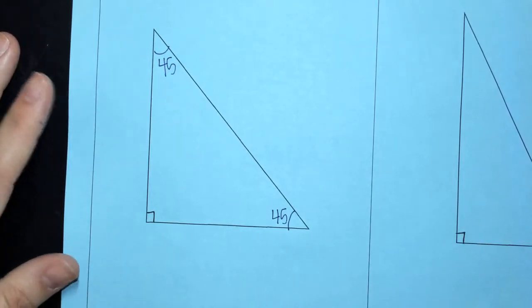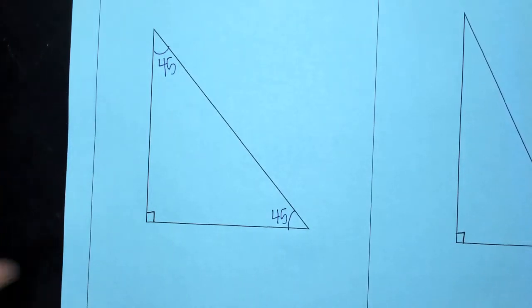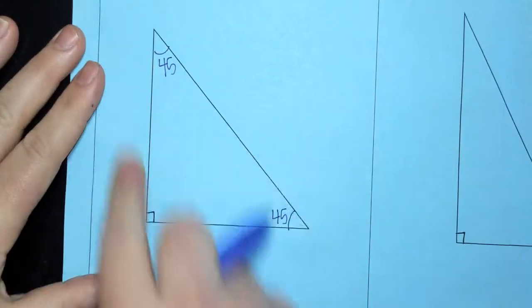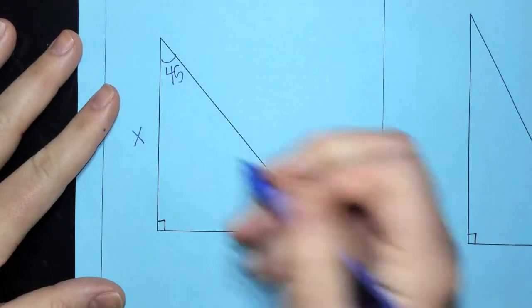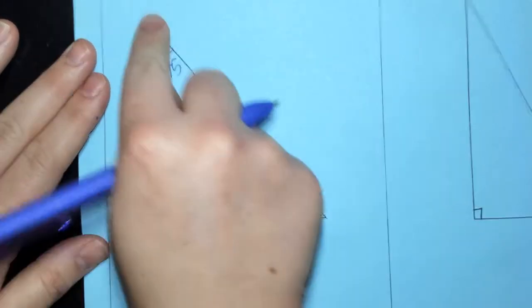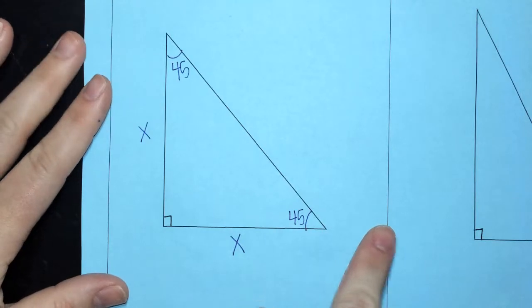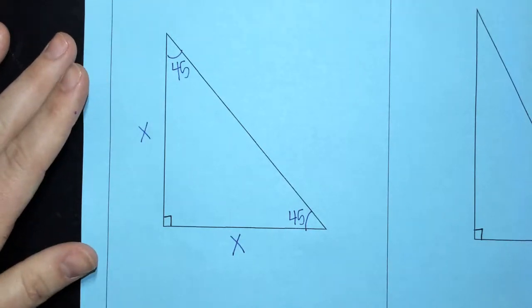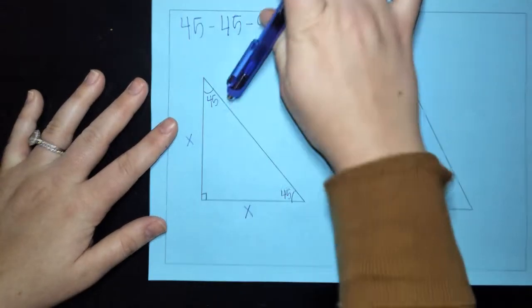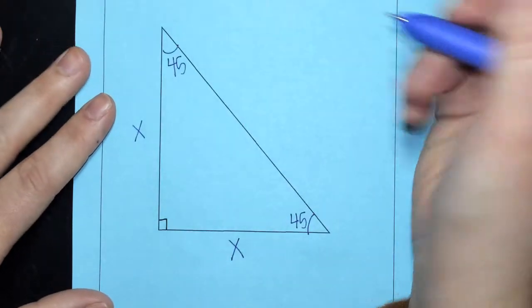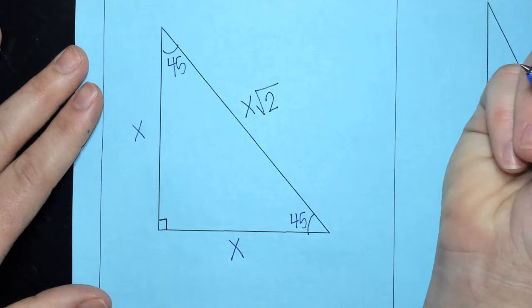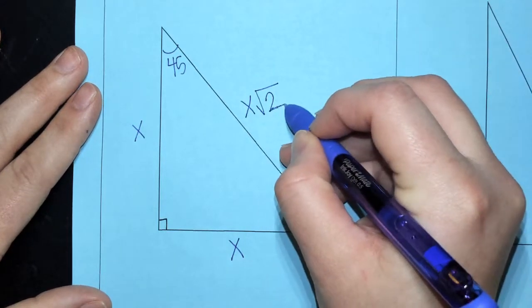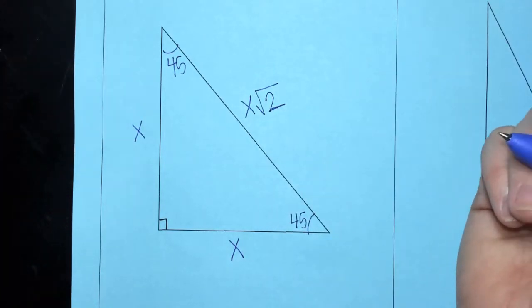What this lesson talks about is finding the different parts of these triangles. So if this leg is x and this leg is x, what is the hypotenuse? Do you remember I taught you the trick? x square root of 2. That's the shortcut.